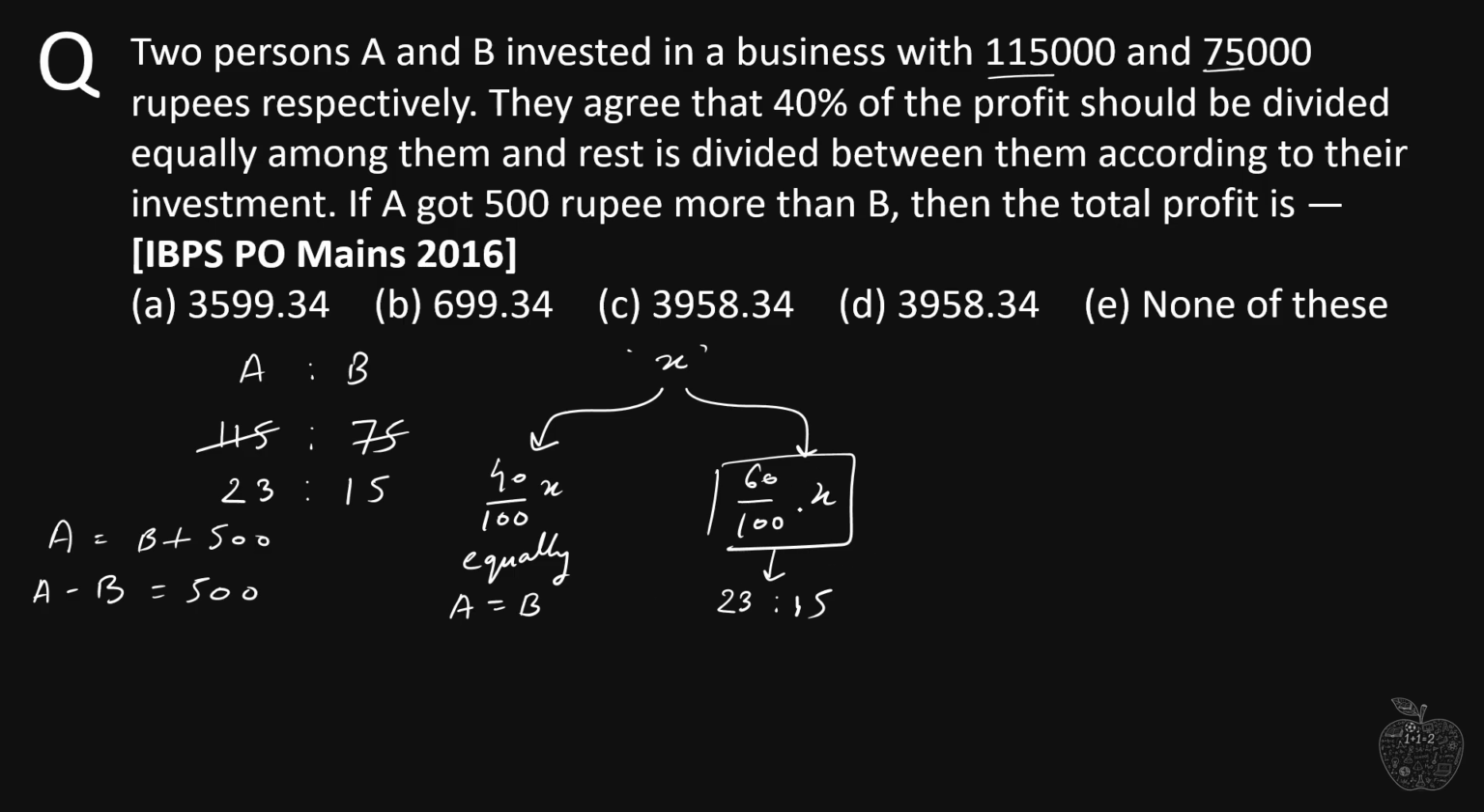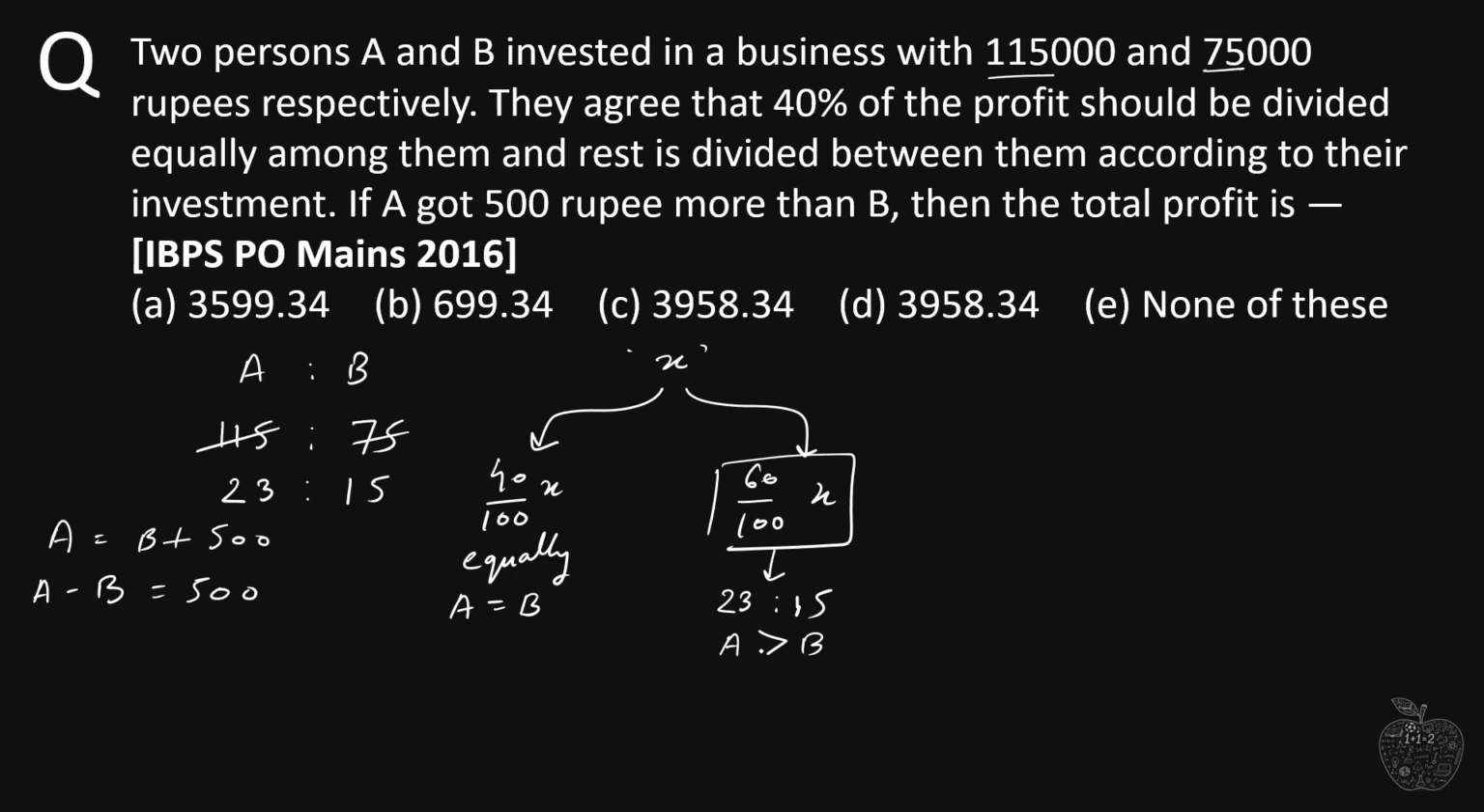But in the other part, the profit will be distributed on the basis of their investment. A's ratio is 23 and it is greater than 15, so A will get more than B, and this difference is given to us as 500, because it says A got 500 more than B. When we are dividing this 60%, A will get something that is 500 more than that of B. All right, so this much is clear. So we have got the equation A minus B is equal to 500.